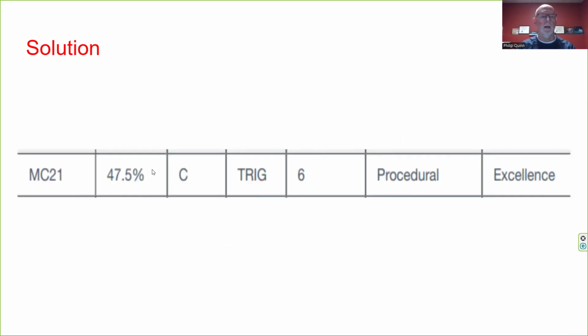So as you can see, this was a challenging question for a good portion of the population. 47.5% got that one. Okay, a procedural type question, standard of excellence. And that concludes this edition of the Trigonometric Identities, Released Items, Detailed Solutions.